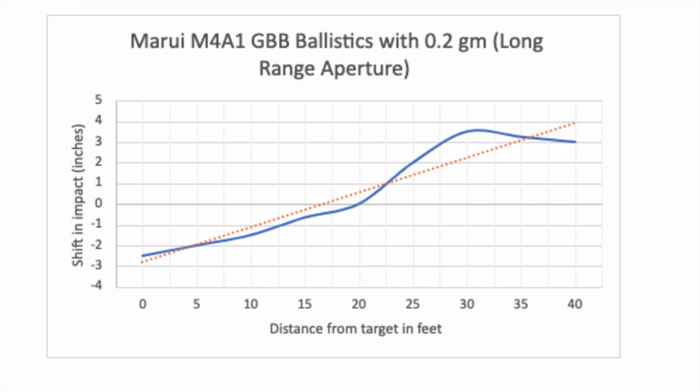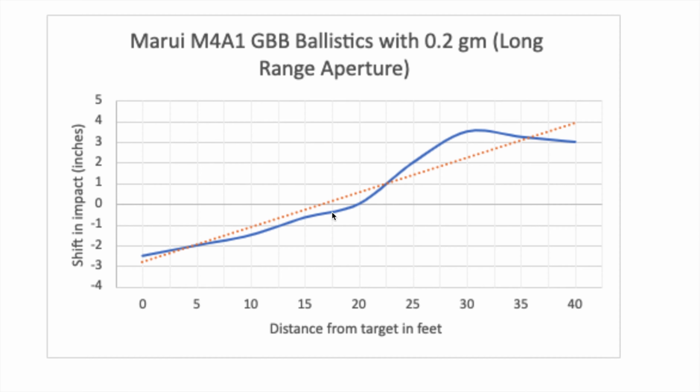If we're going to leave it in that long range aperture, remember it's the very small one, with the small pinhole in the peep sight. That one, I've zeroed at 20 feet, basically. You'll notice the blue line is the actual rounds that I've collected. The orange line is just a trend line that makes it easier to see the trend.